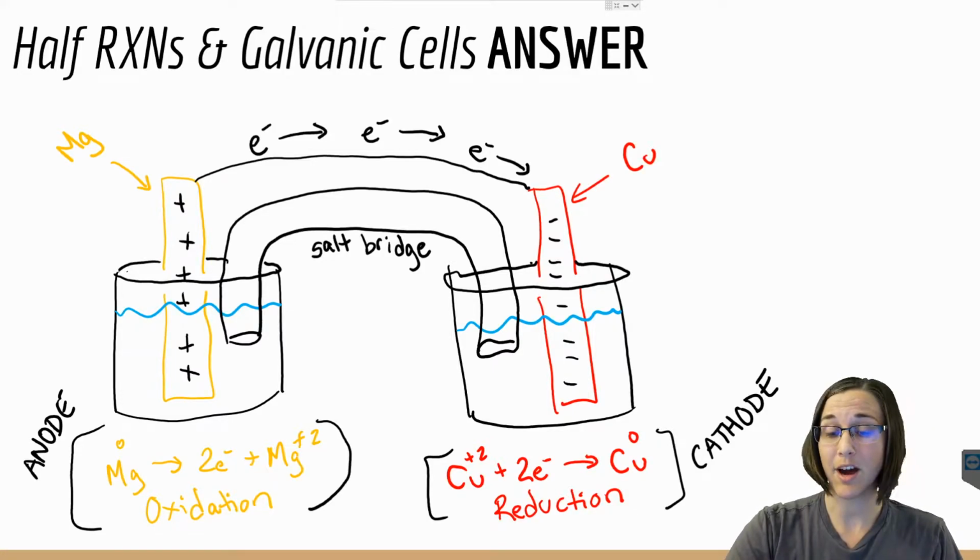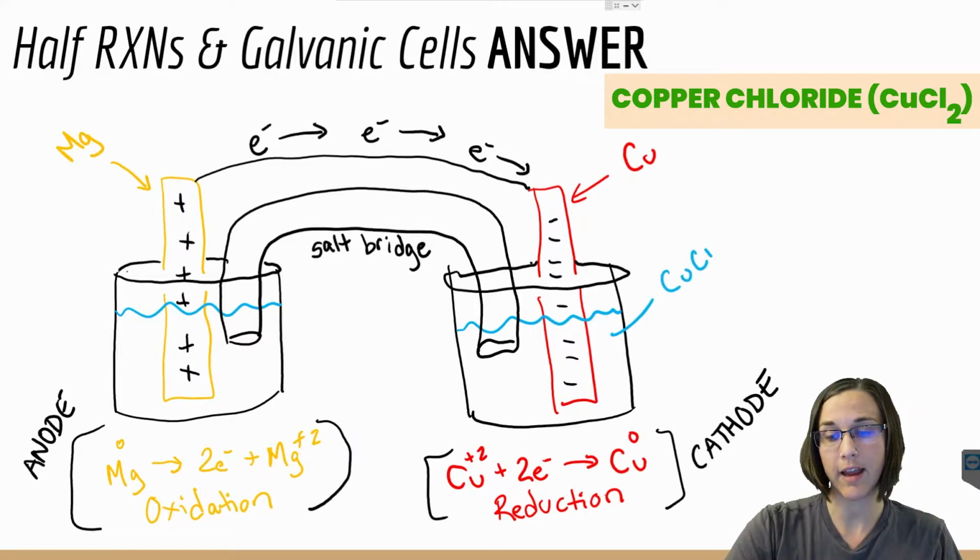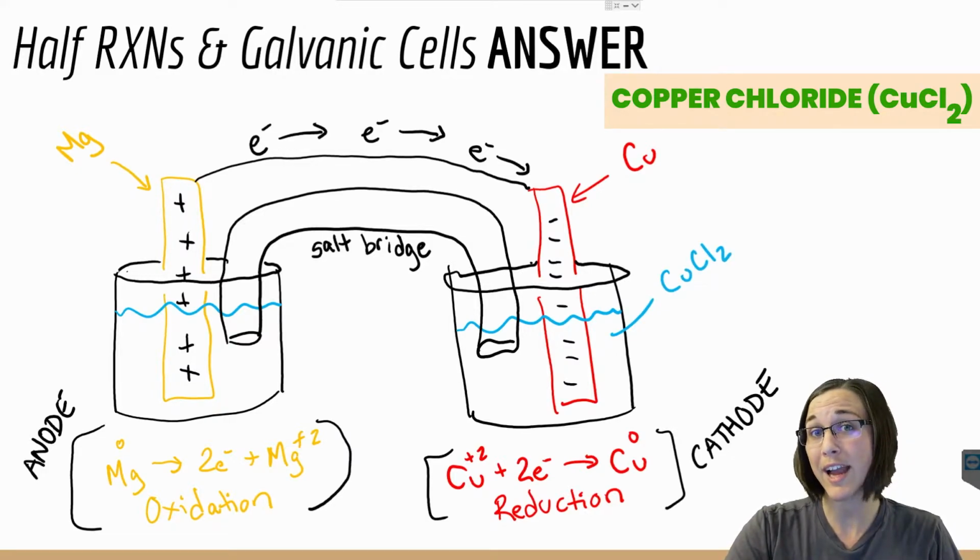The solution that the copper is submerged in is the copper chloride. I know that because the whole reaction previously had chlorine as the spectator ion. Remember, we didn't care about it then? We care about it now.